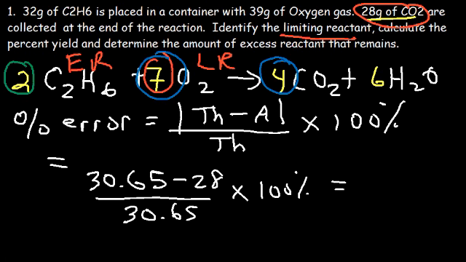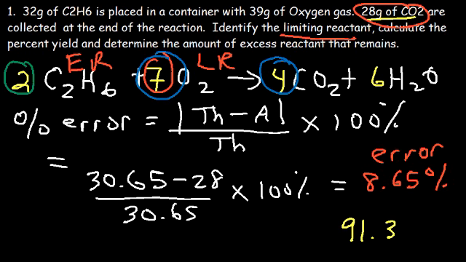So let's go ahead and calculate that number. You should get, if you did this correctly, 8.65%. So that is the percent error. And keep in mind, the percent yield was 91.35%. That was the percent yield.